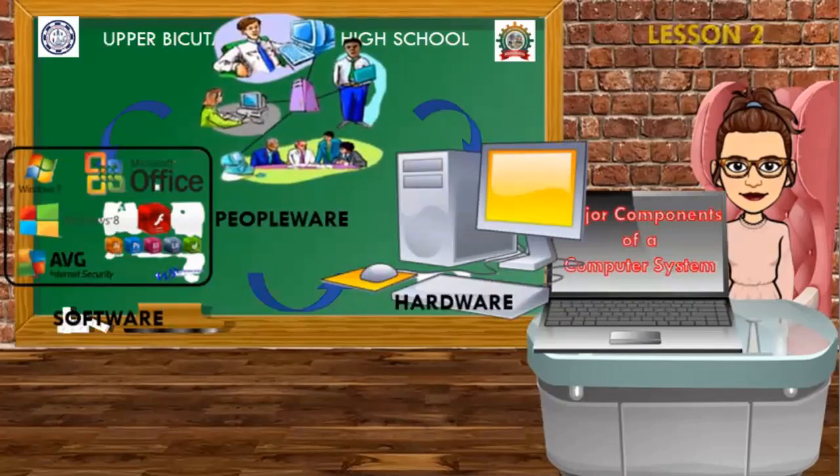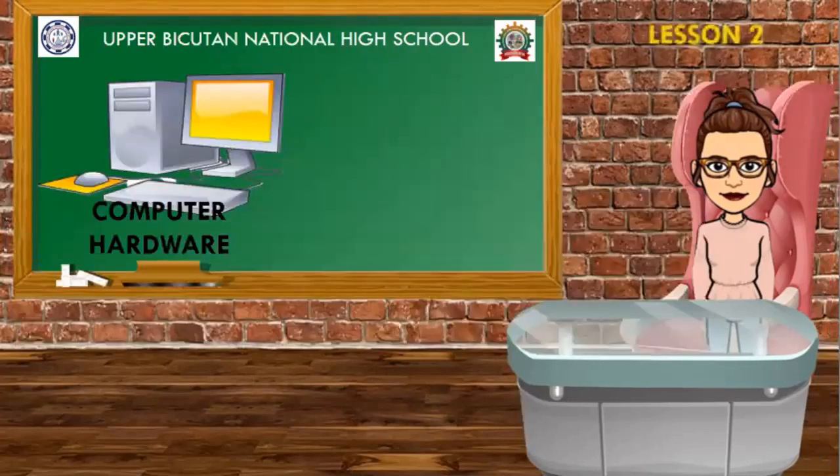Okay, so for today's video lesson, we will be focusing the discussion on the first component, which is the computer hardware. When we say computer hardware, what does it mean? Okay, so computer hardware refers to the physical and tangible parts of a computer system. So anything that can be seen and touched is computer hardware.